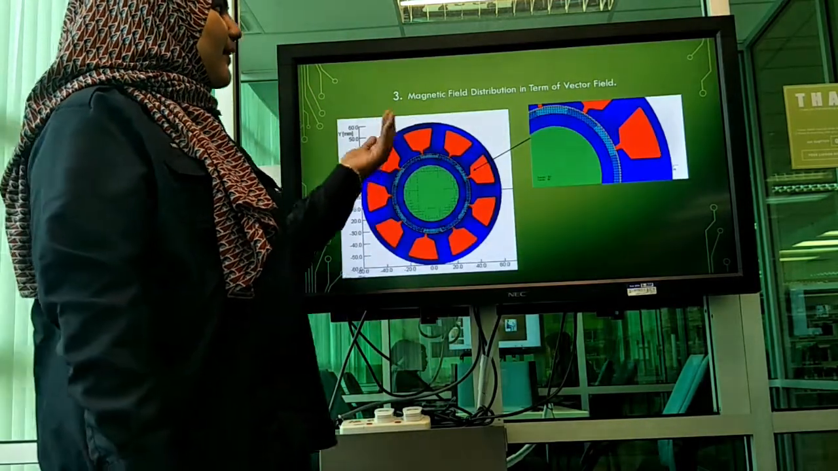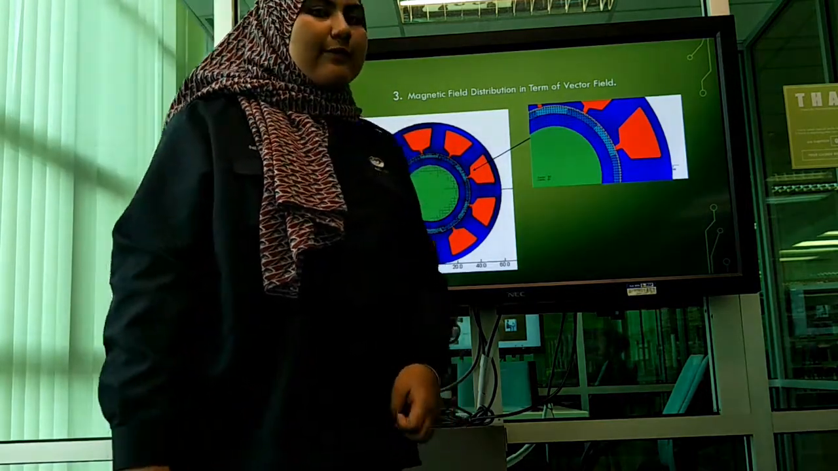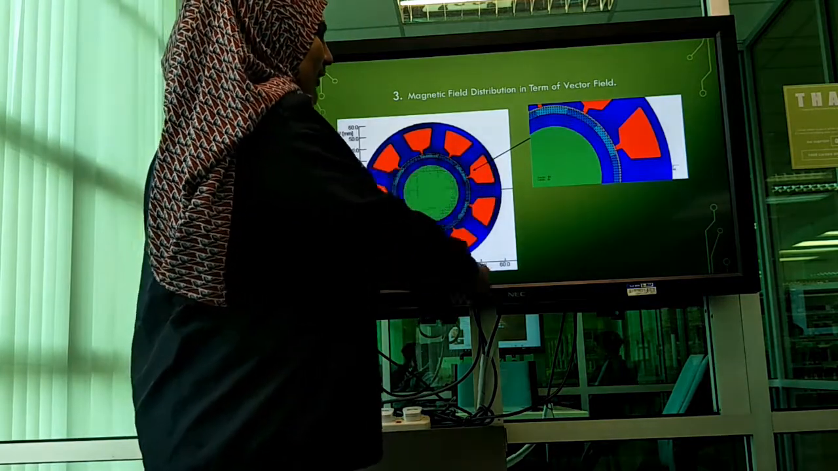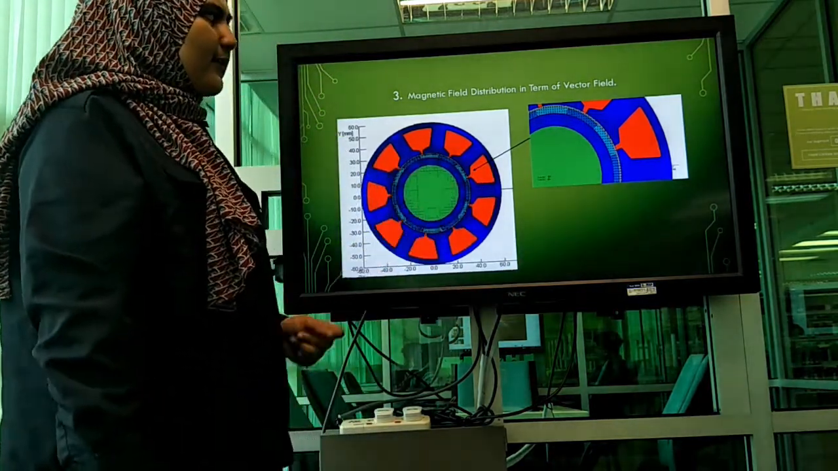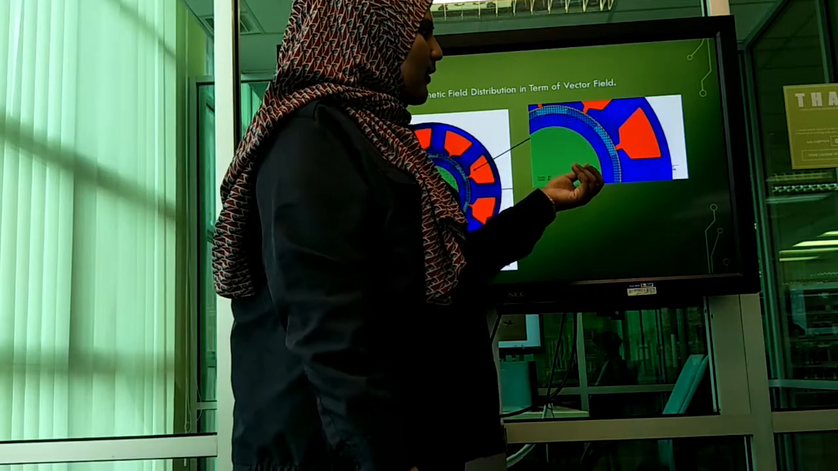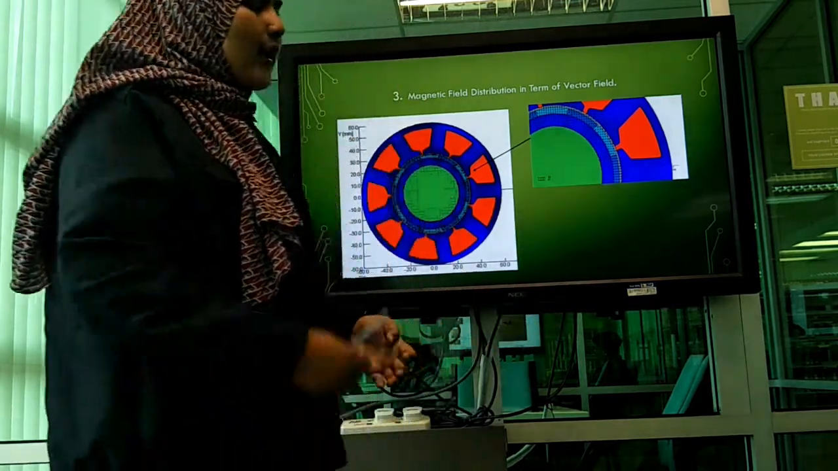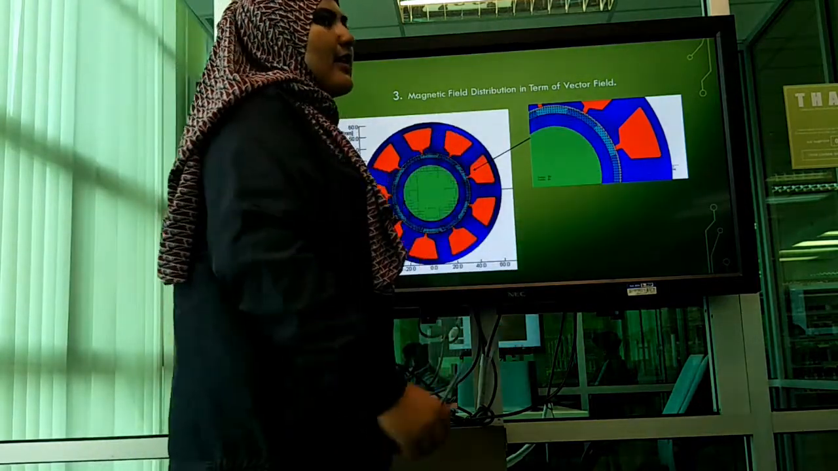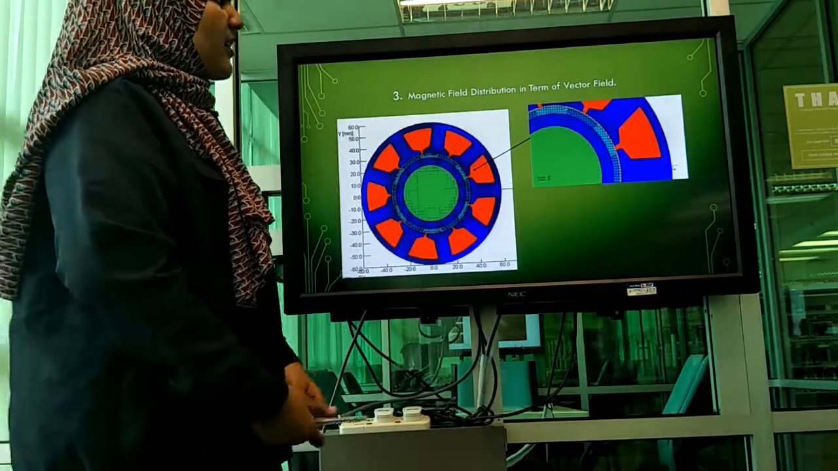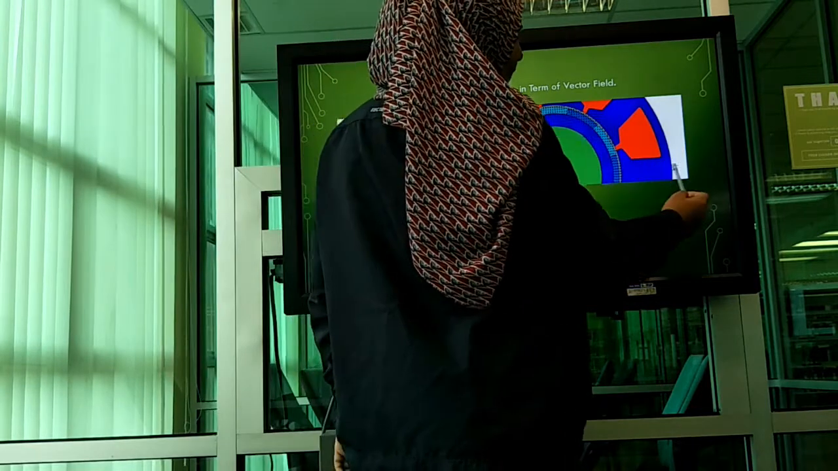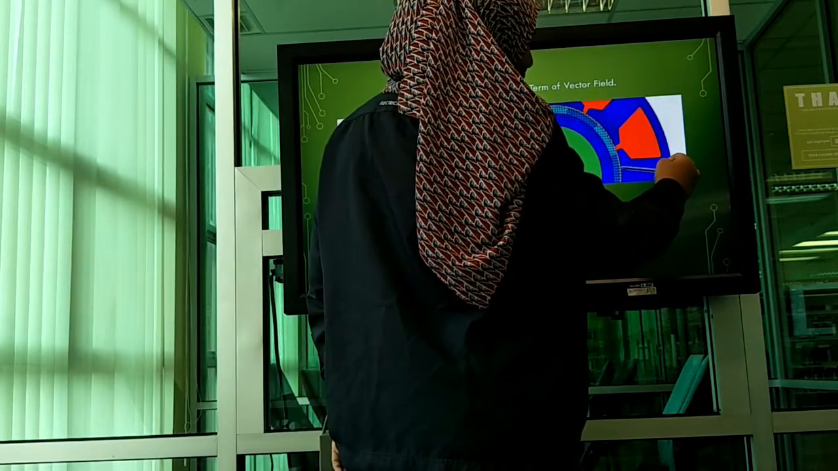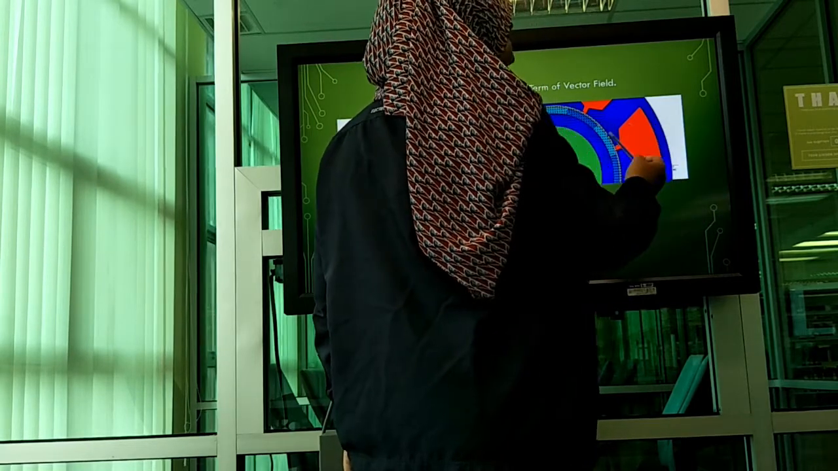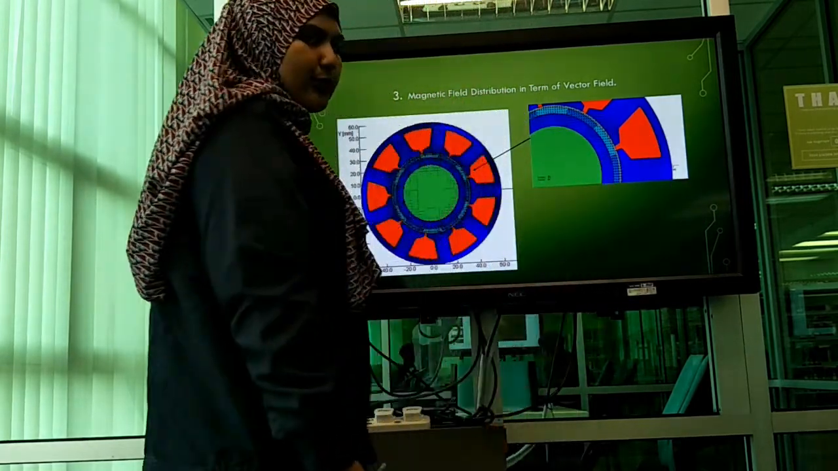We can see the magnetic field distribution in terms of vector field. The previous one is the contour field. Okay, this is the full model of the motor in the vector field. Then we zoom in on one pole to show you how the vector field goes through this motor. Same as the magnetic flux, we can see the vector goes from the north pole, passes through the air gap, goes through the stator and goes back into the rotor.